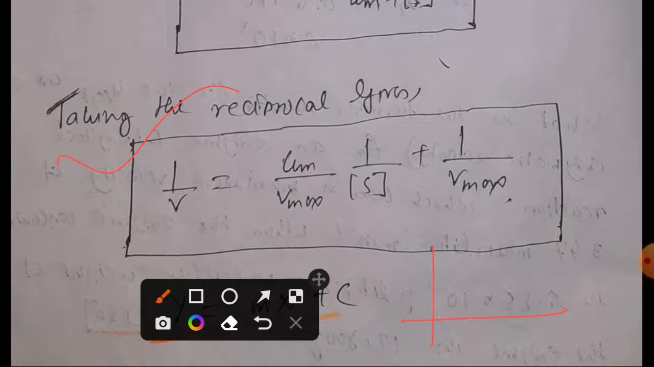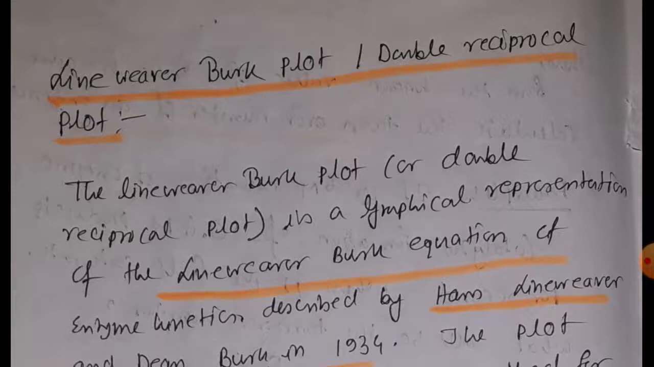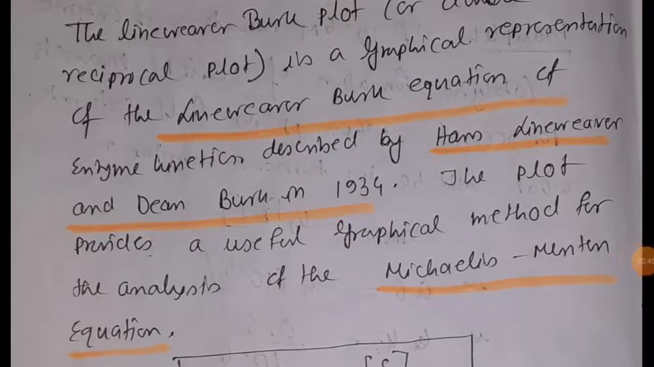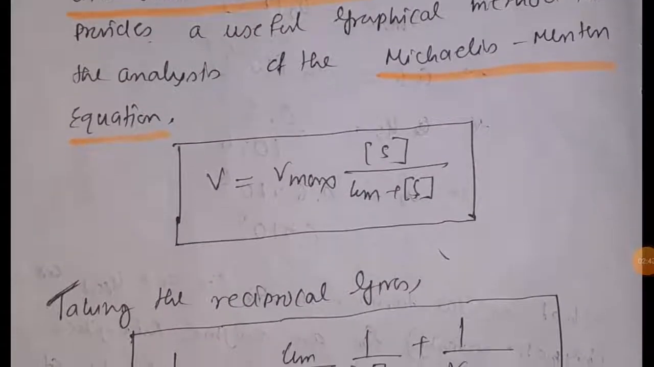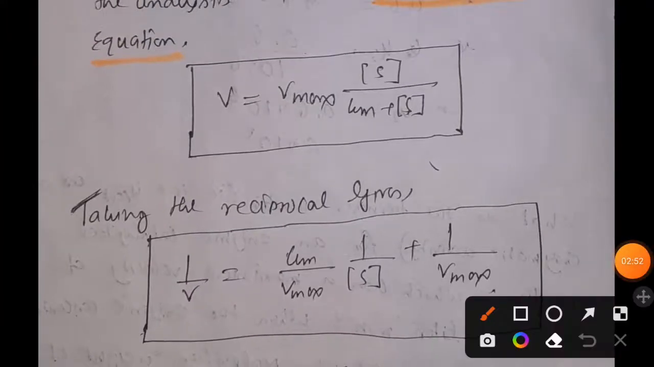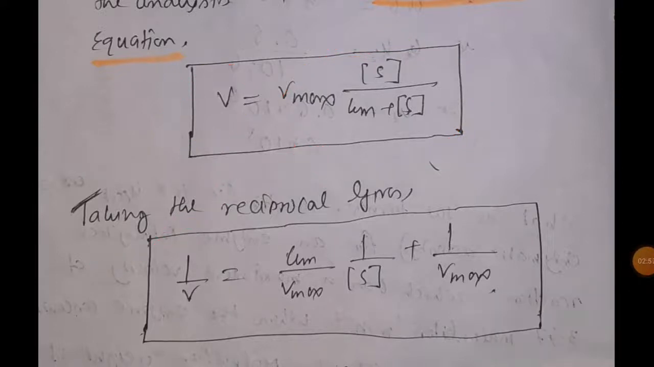So this is the idea of the Lineweaver-Burk plot or double reciprocal plot. It is just a modification so that the Michaelis-Menten equation can be explained graphically, and it was described by Hans Lineweaver and Dean Burk. What we have done with the Michaelis-Menten equation to create the Lineweaver-Burk equation is just take the reciprocal on both sides, and we get that.